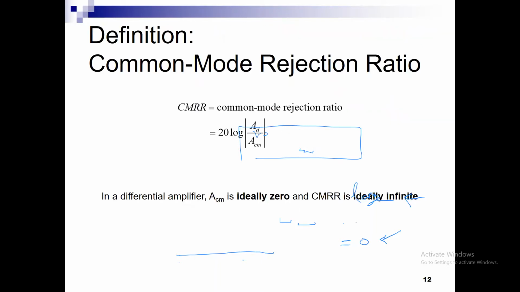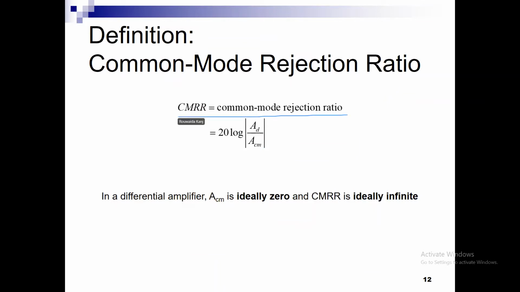So we want to get rid of this, and practically speaking, there is something called the common mode rejection ratio. This common mode rejection ratio is 20 log AD over ACM for my amplifier. If my goal is for ACM to be ideally 0, then when ACM tends to 0, this whole quantity tends to infinity. So a good amplifier will have a common mode rejection ratio that tends to infinity and a common mode gain equal to 0.